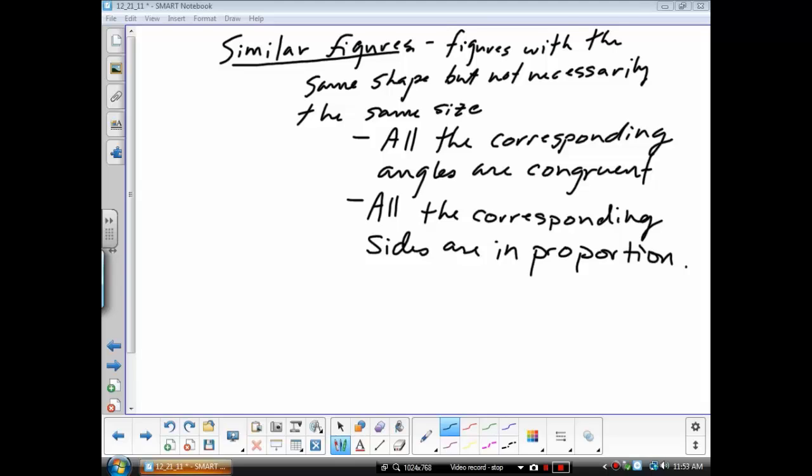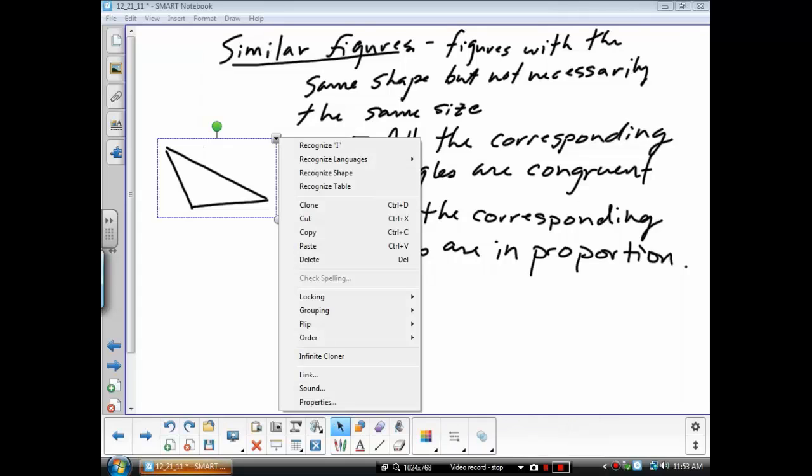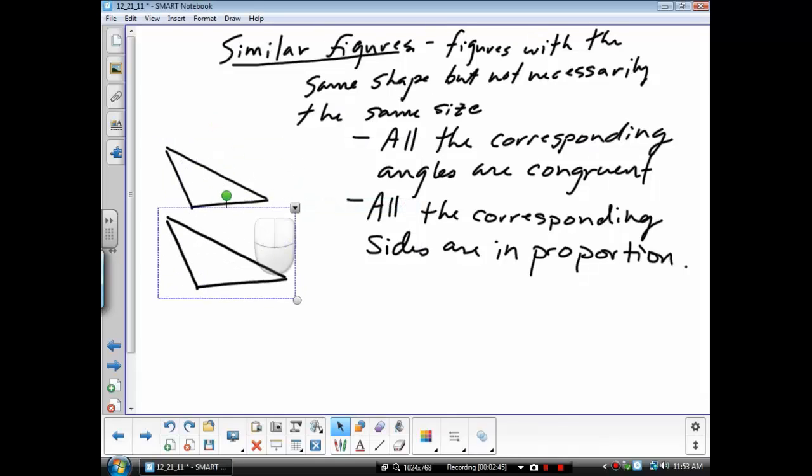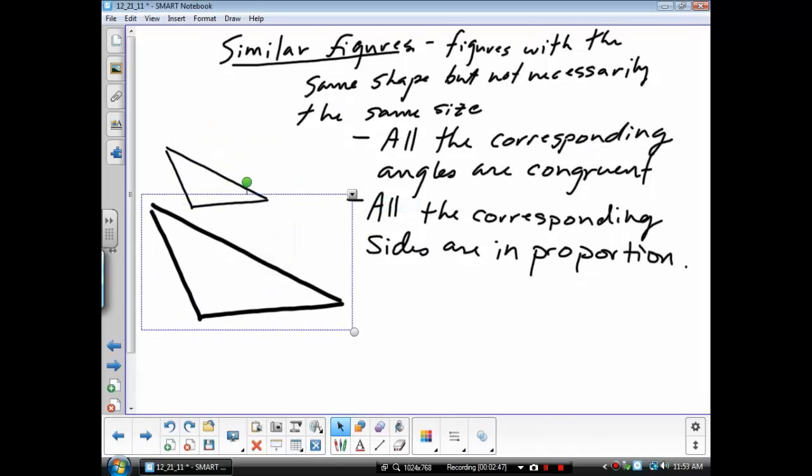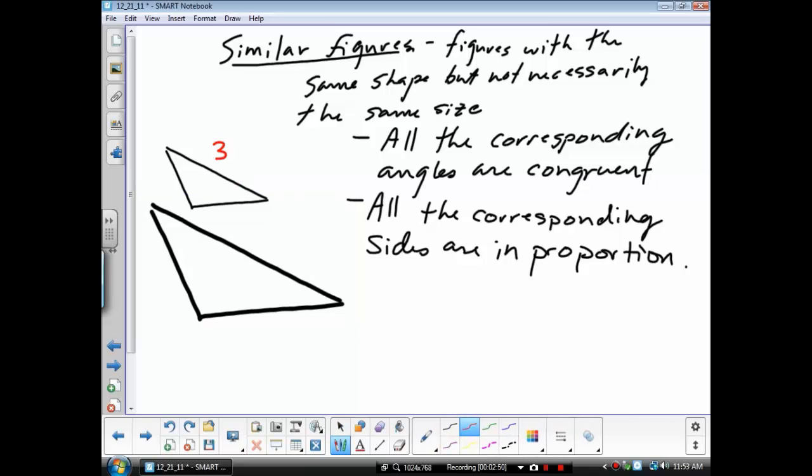Now, all the corresponding sides are in proportion means if you set up the ratio of corresponding sides, every single pair of them will reduce to the same fraction. So if you have two figures that are similar, using my cloning trick, if this side is 3 and this side is 4, then all of the sides in proportion to each other will have to make a 3:4 ratio.